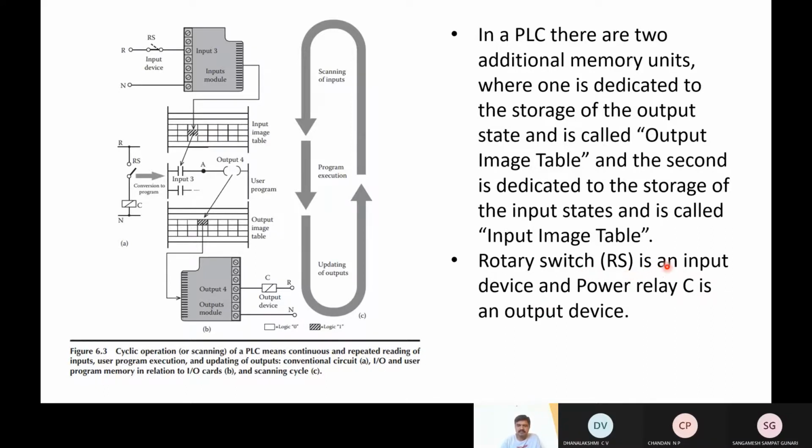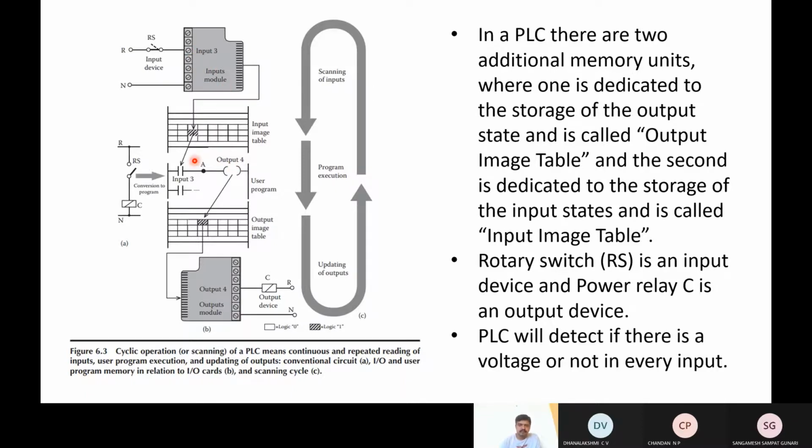The rotary switch is an input device, so this is the input device for this example. The power relay is an output device, and this output device is connected to terminal block 4 of the output module. The input device is connected to terminal block 3 of the input module. The PLC will detect whether there is a voltage or not in every input, so it will scan this table. If there is presence of voltage, that is an indication.